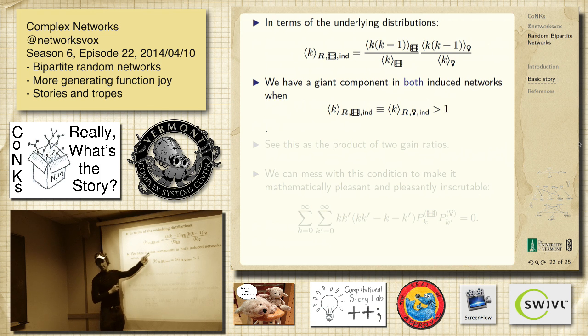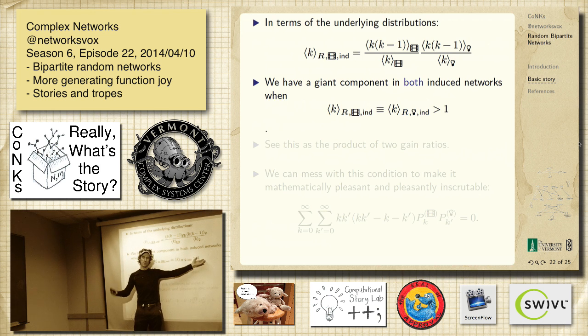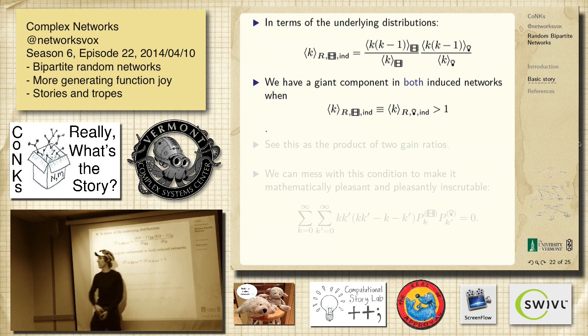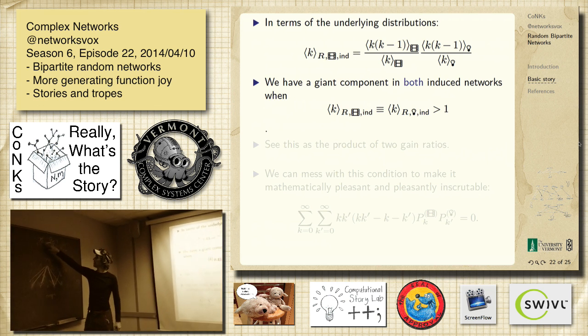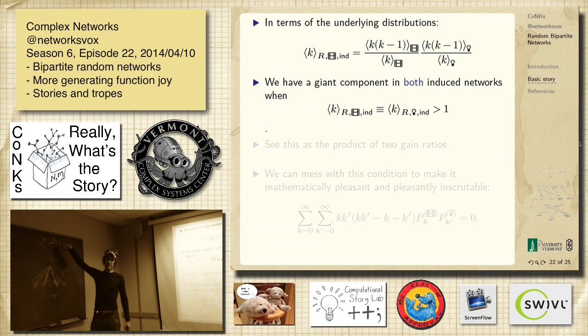So what I was saying before, we get a giant component in both of them because they're the same, it's symmetric, if they're greater than 1. Right? Expected number of other friends that you're randomly running around here, running along an edge. What's the average number of other friends this node has? Here or here, same thing.